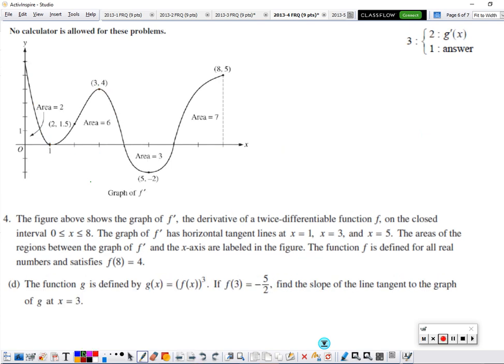So g prime at 3. I have to find g prime first. That means I use the power rule. So bring down the 3, multiply by the something, raised to the 3 minus 1, which would be 2, multiply by the derivative of that something.